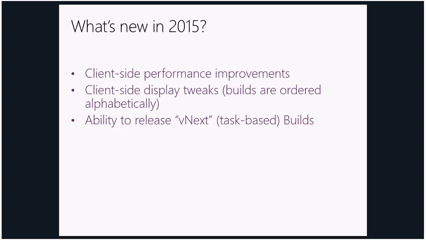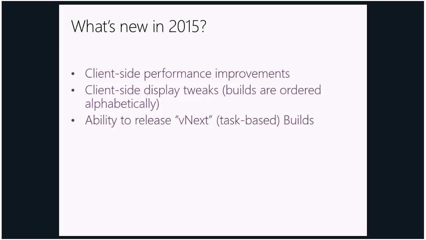to query team projects or query builds in the release management client, now it's sorted alphabetically instead of in order of creation, which was a big problem if you had a ton of team projects or a ton of builds within a team project. So that's taken care of, so you can find it alphabetically now.